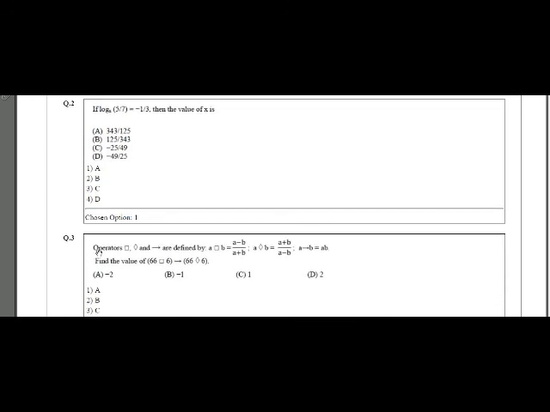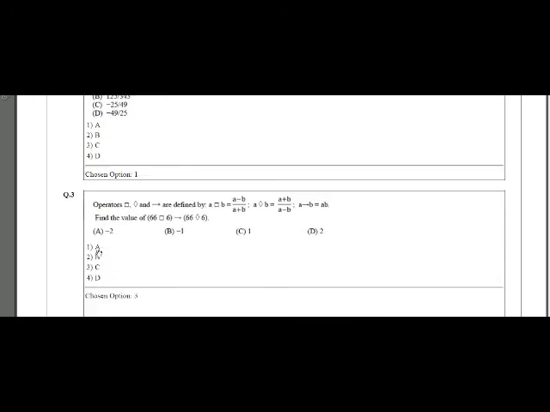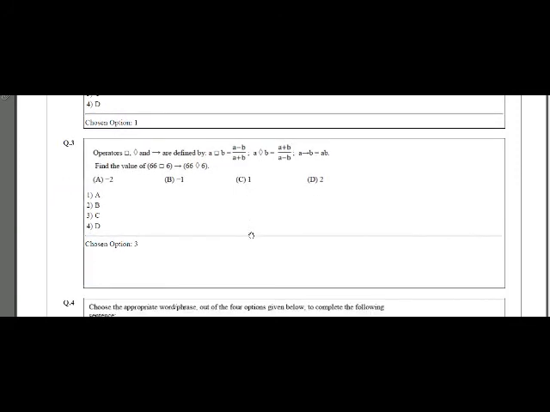And the third question is pretty simple. You can see A minus B upon A plus B and all. So if you simplify, the answer will be 1. So that's the answer.